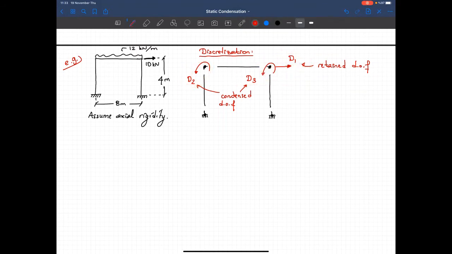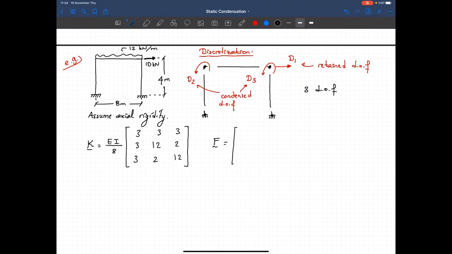And when you assemble the stiffness matrix, K is equal to EI over 8, with 3, 3, 3 and 3 here, 12, 2, 2 and 12. That's the full stiffness matrix for the 3 degrees of freedom system. And the force vector is as follows. F is equal to, I got 10 and I got minus 64 and 64 as my unbalanced bending moments.